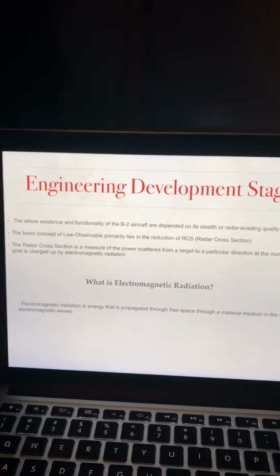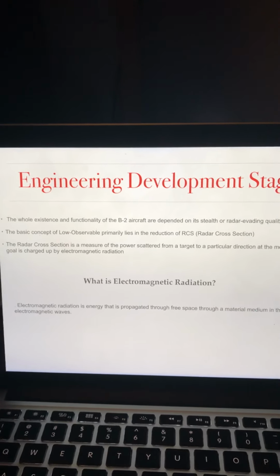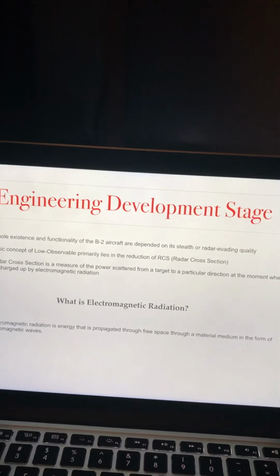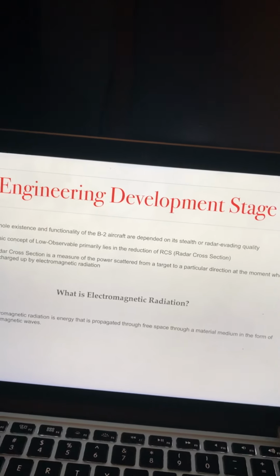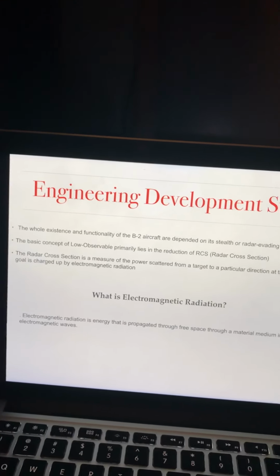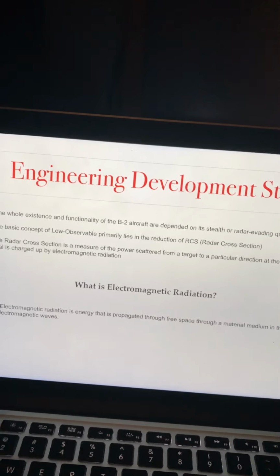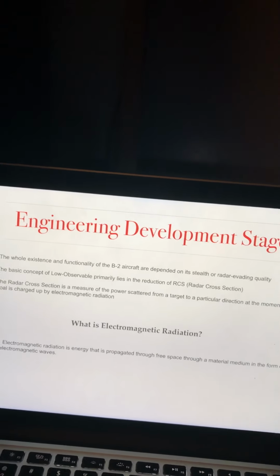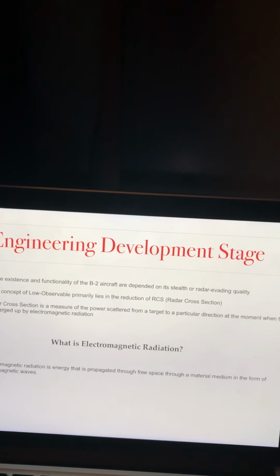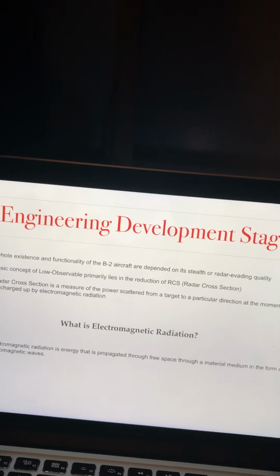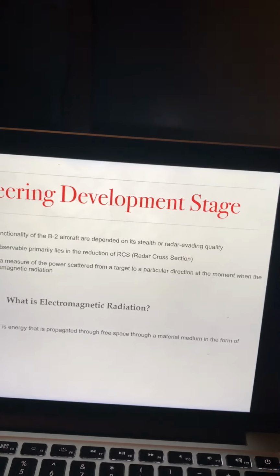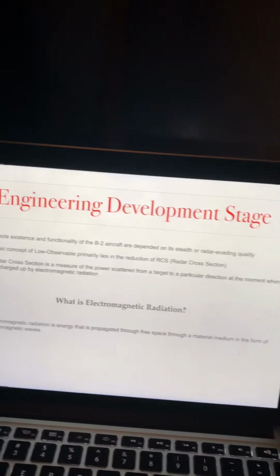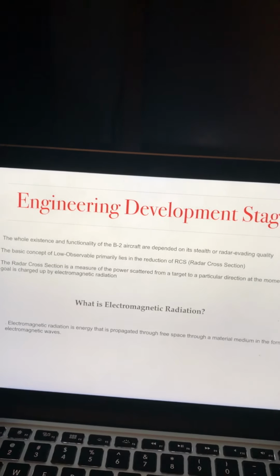So the first is the engineering development phase. It's important to understand that the whole existence and the actual functionality of the B-2 system is dependent on the stealth, or its radar evading quality, just to use a different word. The basic concept of low observable lies in the reduction of the RCS, which was mentioned before, and which is also given by Northrop as GEMSCAD. It's just a code. It's a reduction of the RCS. The radar cross-section is a measure of the power scattered from the target in a particular direction at the moment when the target is charged up by electromagnetic radiation.